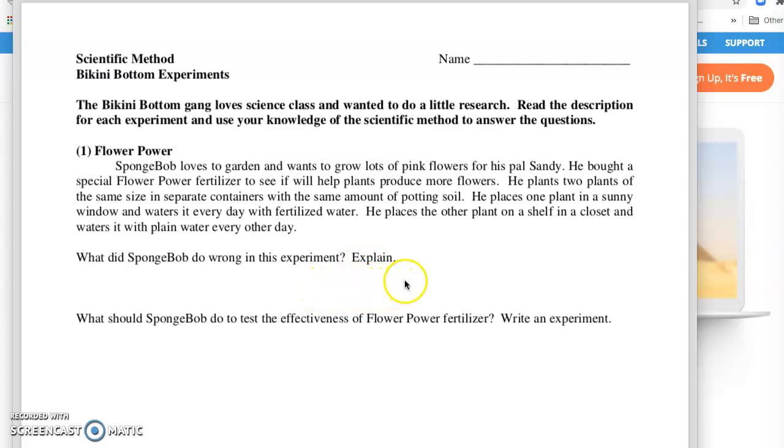Remember that when we're doing a scientific method experiment, we always only test one variable at a time. So you kind of watch out for those kinds of things. And then they'll ask here, what should SpongeBob do to test the effectiveness of the fertilizer?